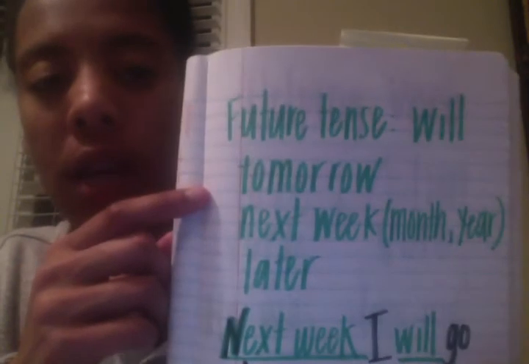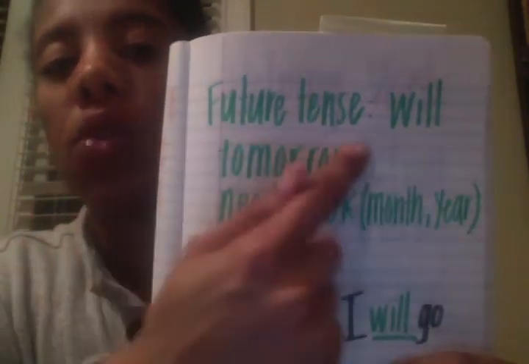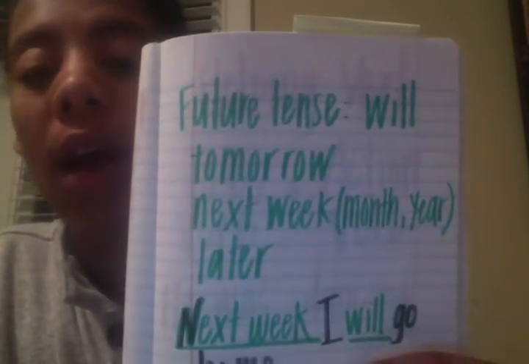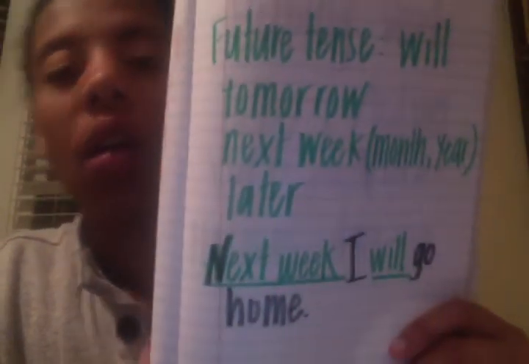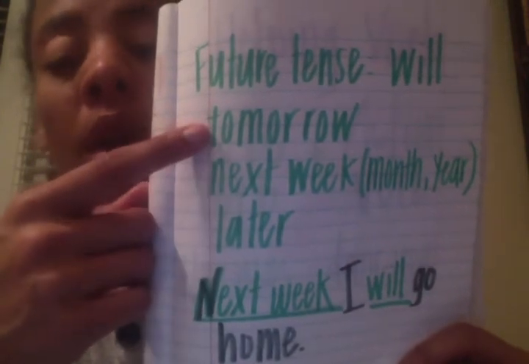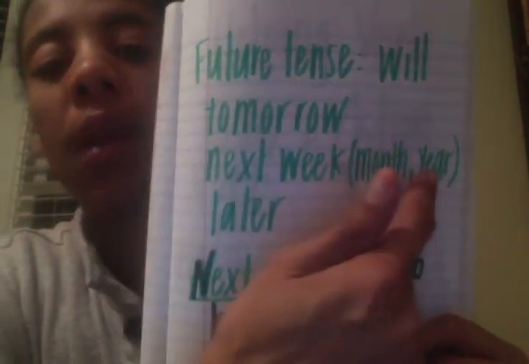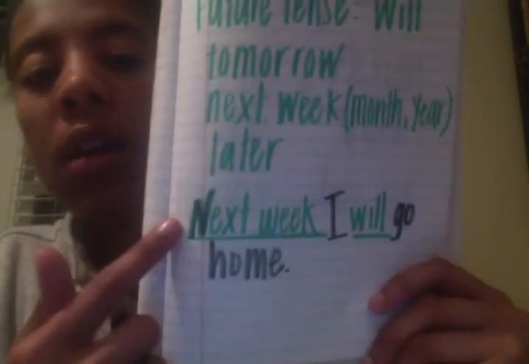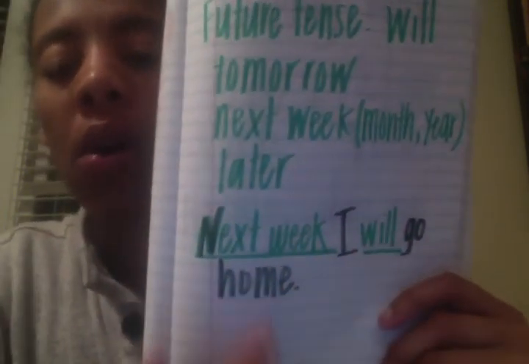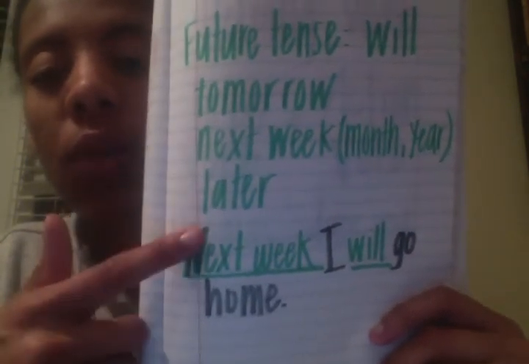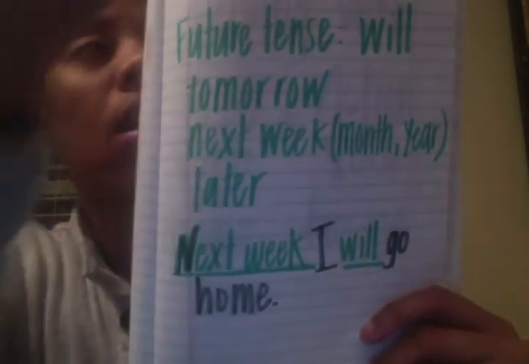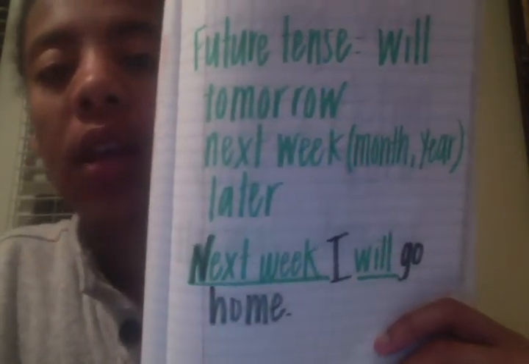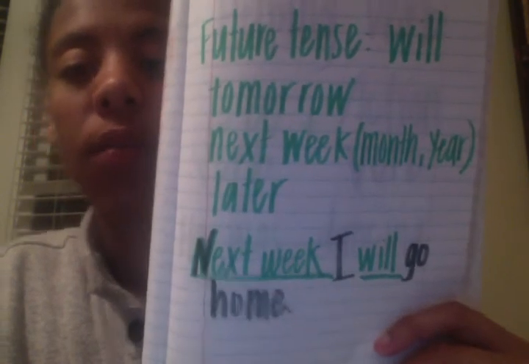Now we have our future tense. And we know that in the future tense, the word will is always going to come right before our action word. Our indicator words for future are tomorrow, next week, next month, next year, and later. Next week, I will go home. Next week tells me that this is happening in the future. And will is an indicator word that tells me what tense I'm in.